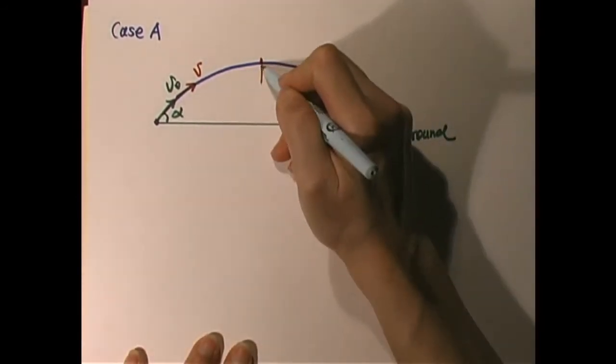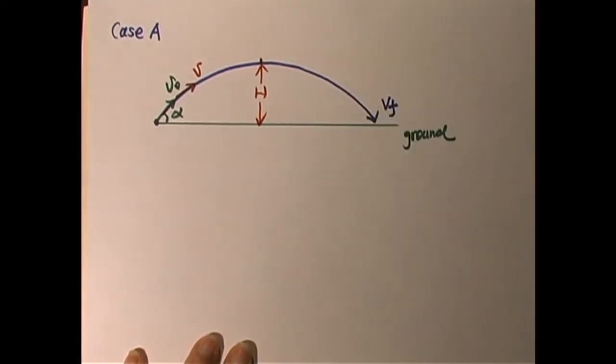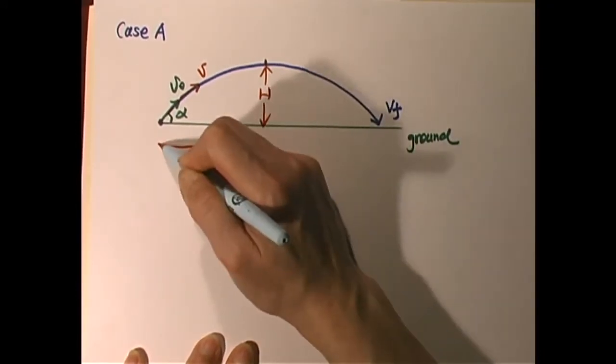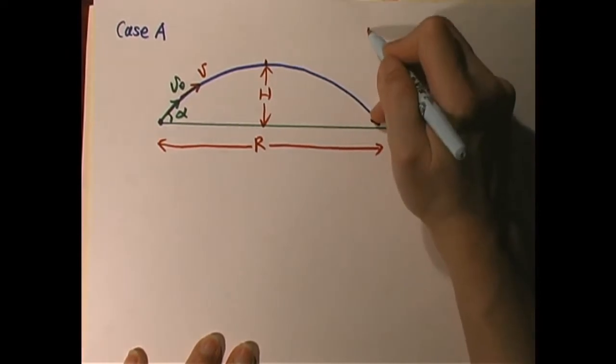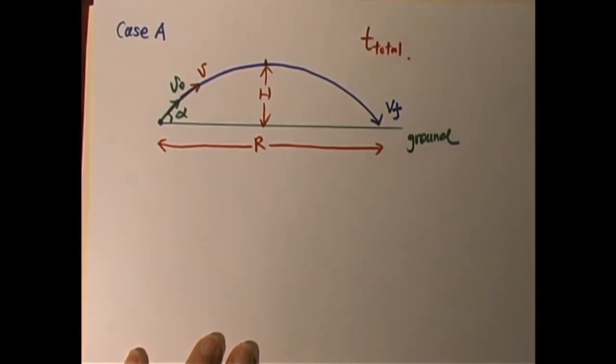So if we want to know what is the maximum height and what is the range along the x direction, and how long does it take, that means t total, how do we solve this problem? Remember, x and y are independent.